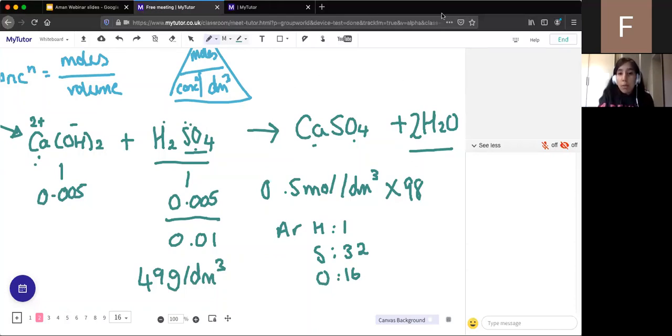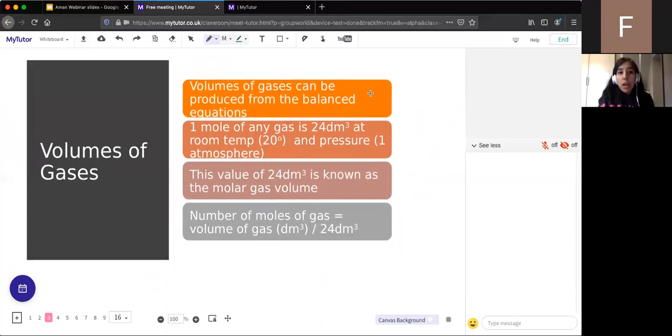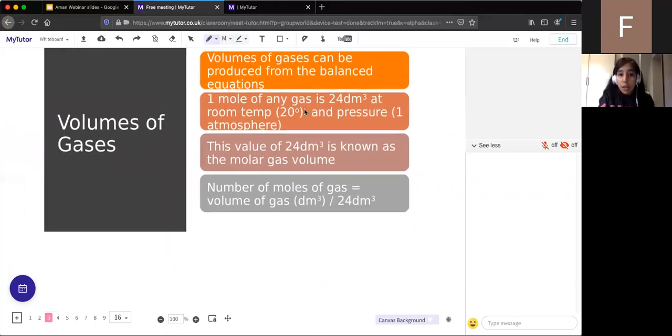Okay, so before we move on to gas volumes, does anyone have any questions then on concentrations or titration reactions? Okay, so let's move on to gas volumes. So gas volumes, as I said, is a higher topic. Someone's just asking, would they give you the AR values? They do tend to give you the AR values in all questions. If they don't, just look at your periodic table. As I said, it's the top number.